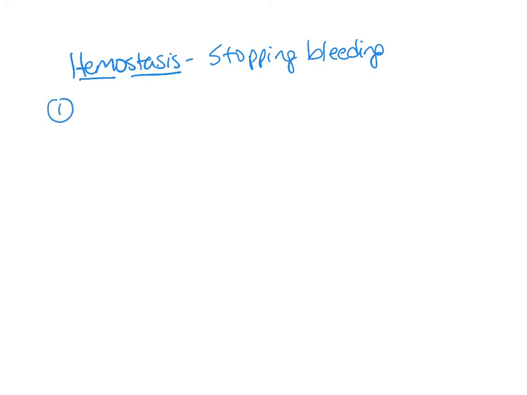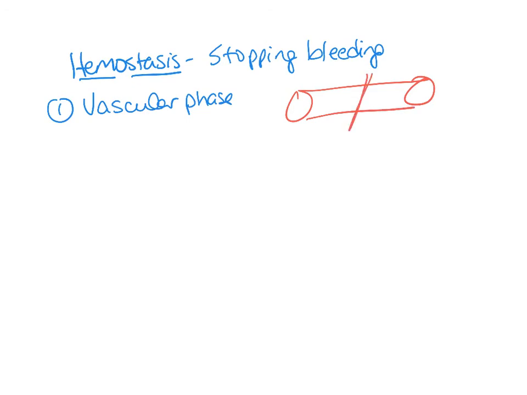The first step is called the vascular phase. In the vascular phase, let's just say you have a blood vessel that's been cut. It gets cut right there. We'll just do it in black, like a knife went right through there and cut it. Two things are going to happen during this vascular phase. We're going to get vascular spasm and we're going to get sticky ends. This phase is going to last about 30 minutes.